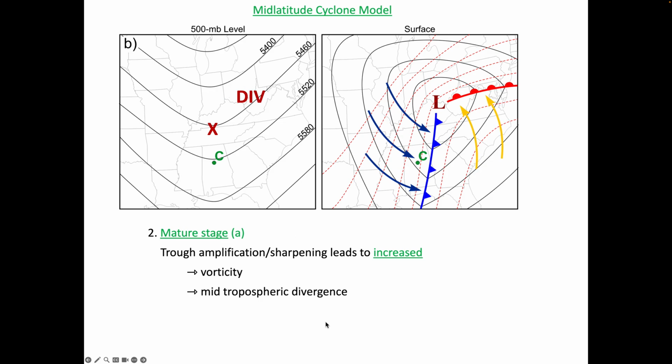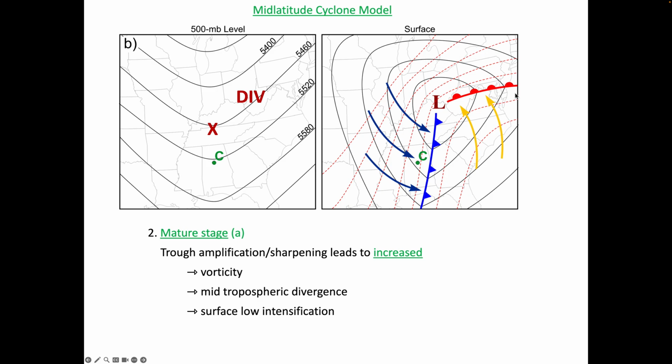That stronger divergence means that we're going to remove more mass from the column in this region, and that's going to lead to surface low intensification. So the low gets stronger. And you'll see, if you go back to the previous slide, that we have more isobars surrounding this low than we did on the previous slide.